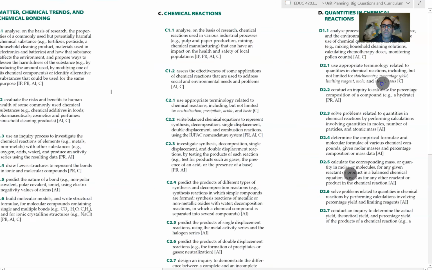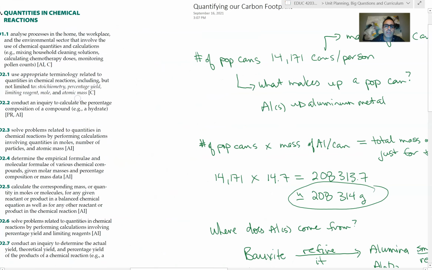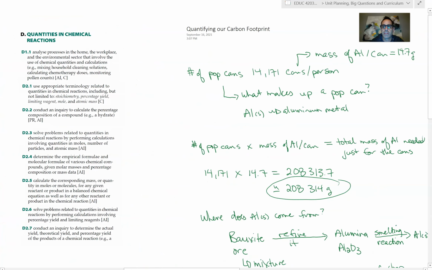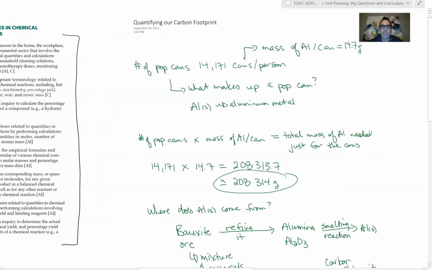And what we're going to do is focus on one set of questions right here, quantities and chemical reactions, because I actually did a lesson with you guys on that. And so this curriculum right here, which I've copied and pasted, is the foundation of the lesson I took our class through, where we tried to quantify a carbon footprint, so amount of carbon dioxide. We used some of the research that you guys had amassed to find a quantity of aluminum that we could start with.